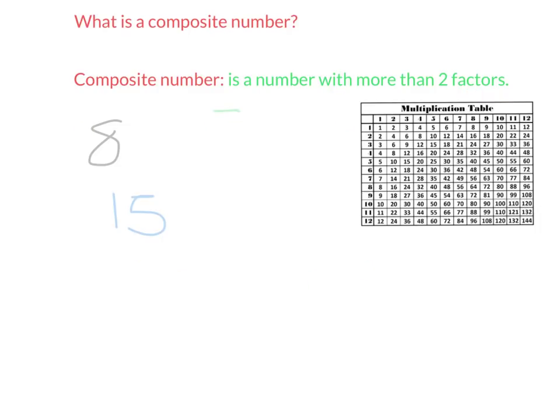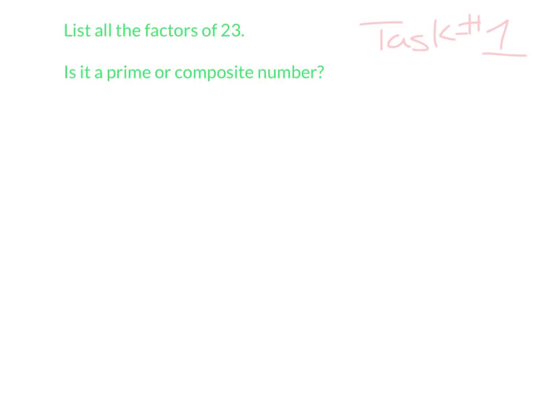On this screen, we say 23 is the number we're looking at. Let's find 23. Can we find it anywhere? Looking through it, guess what, guys? Can't find it. That tells me something. So here's your first task. I want you to list all of the factors of 23, and then I want you to tell me, is it a prime or a composite number? Go ahead and pause the video, and then come back when you're ready.